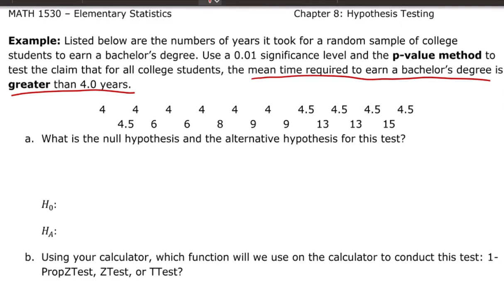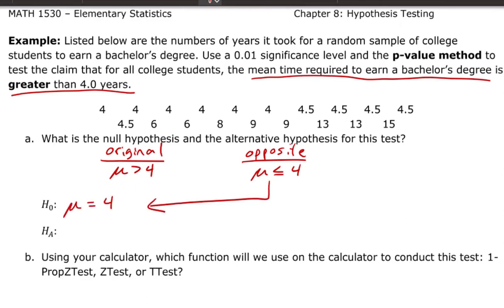Okay, our null hypothesis and our alternative. My original claim, the average amount of time it takes is greater than 4 years, so mean is greater than 4, which means my opposite claim will be mean less than or equal to 4. So we can set up our null hypothesis, mean equal to 4. That comes straight from the opposite claim. That means the original claim will be my alternative. Mean greater than 4 years. Okay.